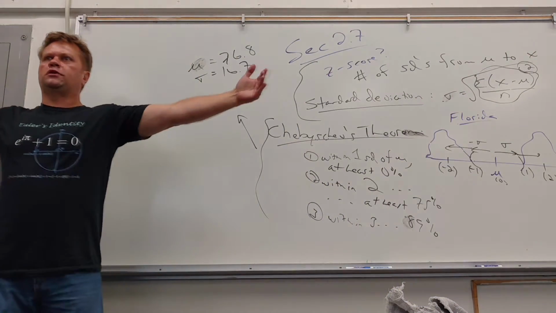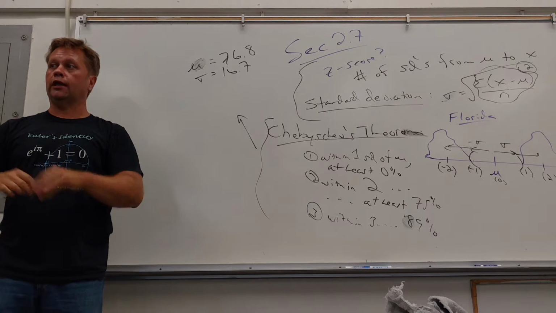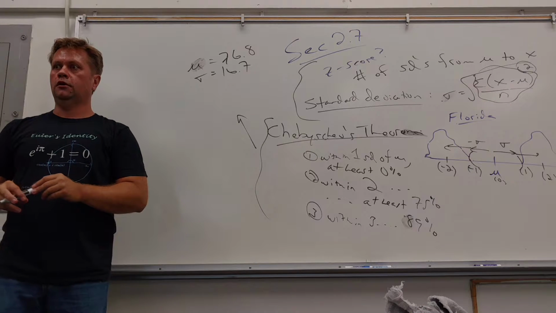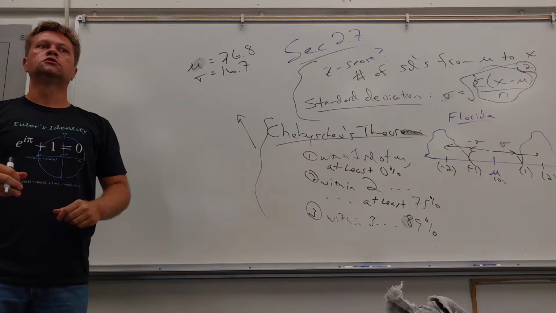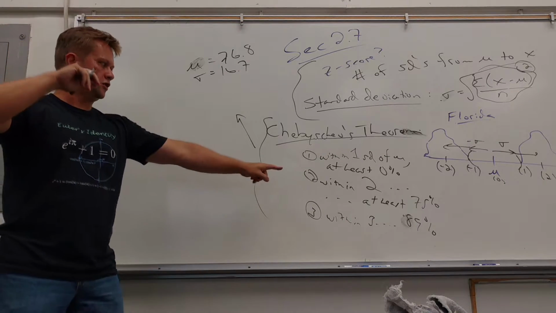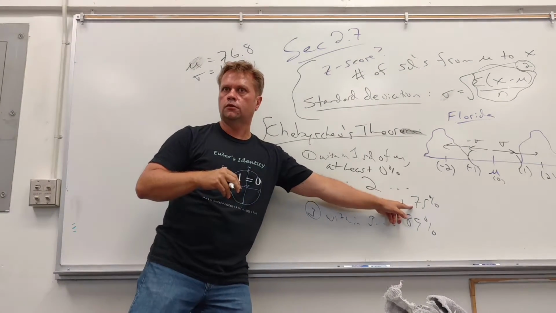So between what 2 data points would you find 75% of the test grades? For sure, at least 75%. How far out do you have to go? How many steps? 2 steps. 2 steps to catch at least 75%. Do you see that? All right.